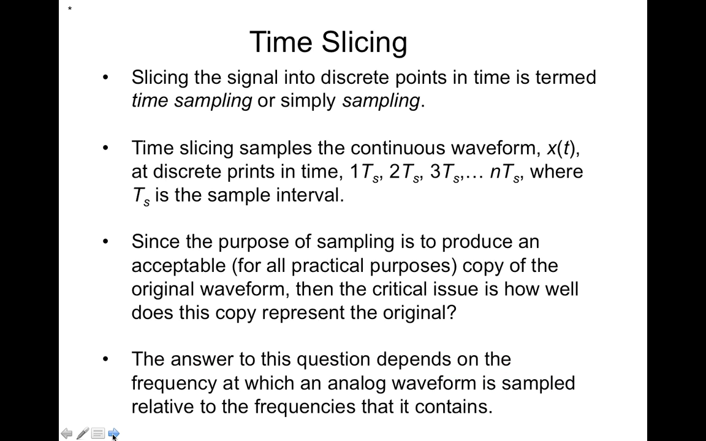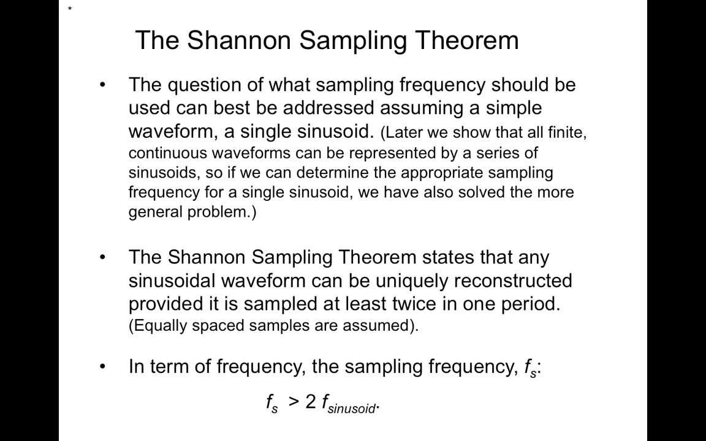The other thing that happens when you sample is that you're sampling at discrete time points. So in addition to amplitude slicing or quantization, you also have sampling, or specifically sampling at given times. Since the purpose of sampling is to produce an acceptable copy of the original waveform, the question is, how well does your sampled signal represent your original signal? And it really depends on what your sampling frequency was compared to the frequencies that your analog waveform contained.